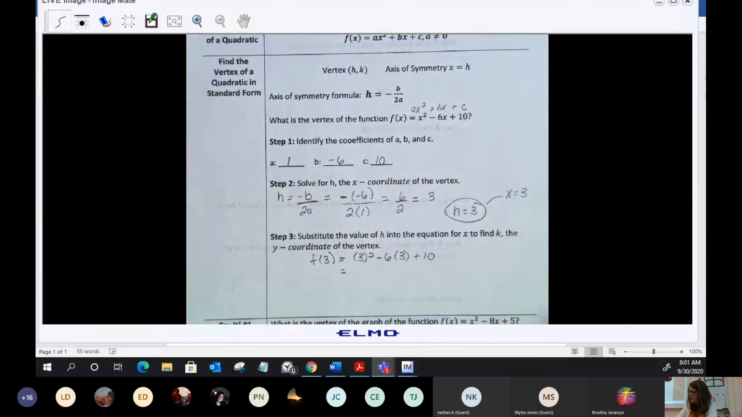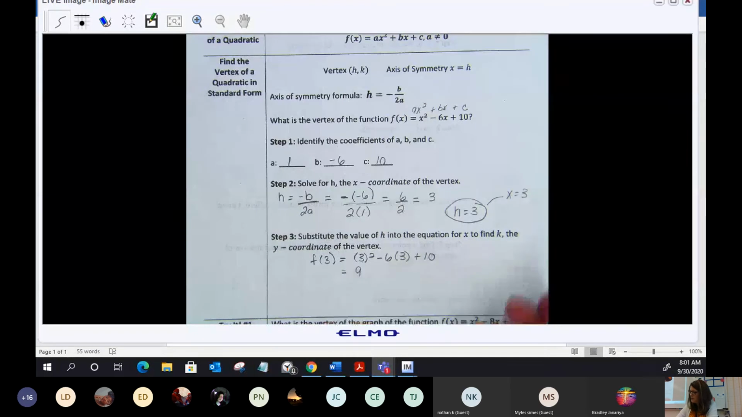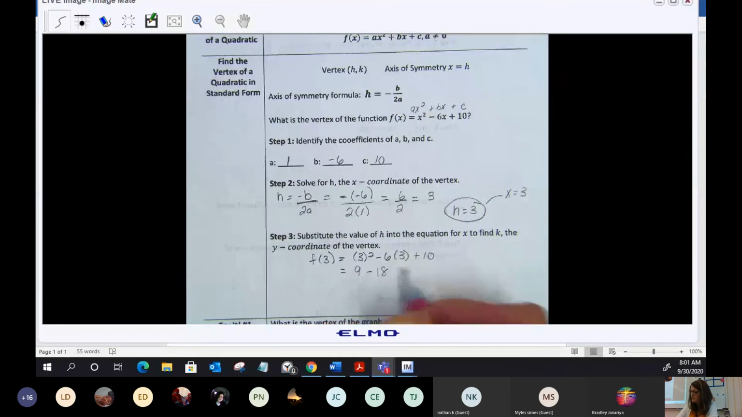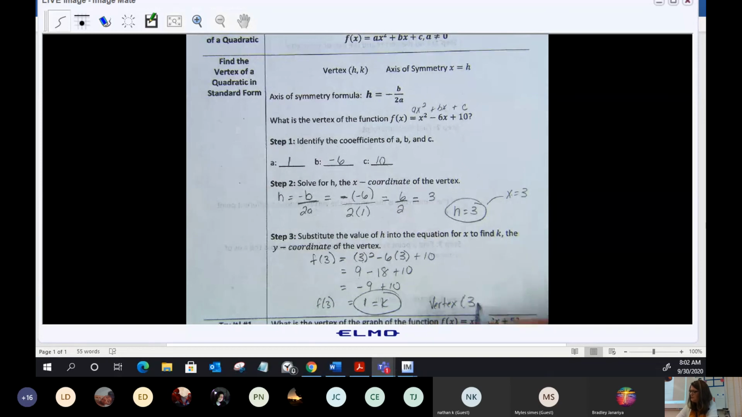Equals, and now let's just simplify. 3 squared is 9, 6 times 3 is 18, plus 10, and add that all up. Let's see, 9 minus 18, let's go negative, that's -9 plus 10 equals, so f of 3 equals +1. So I have a vertex. This is then my k value. My vertex is at (3, 1).